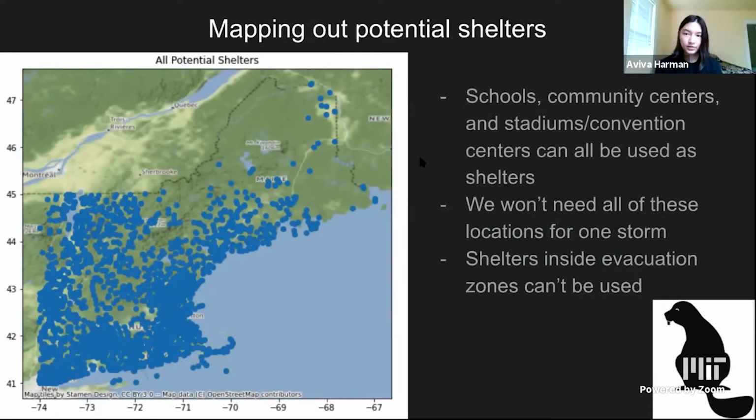So we had to look at potential storm shelters that people in evacuation zones could go to. These included schools, community centers, and stadiums or convention centers. So there's all the potential shelters in the area mapped out in that map, but we won't need all of them for one storm. So first we had to filter out shelters that were inside evacuation zones because these would not be safe to go to. Next slide.